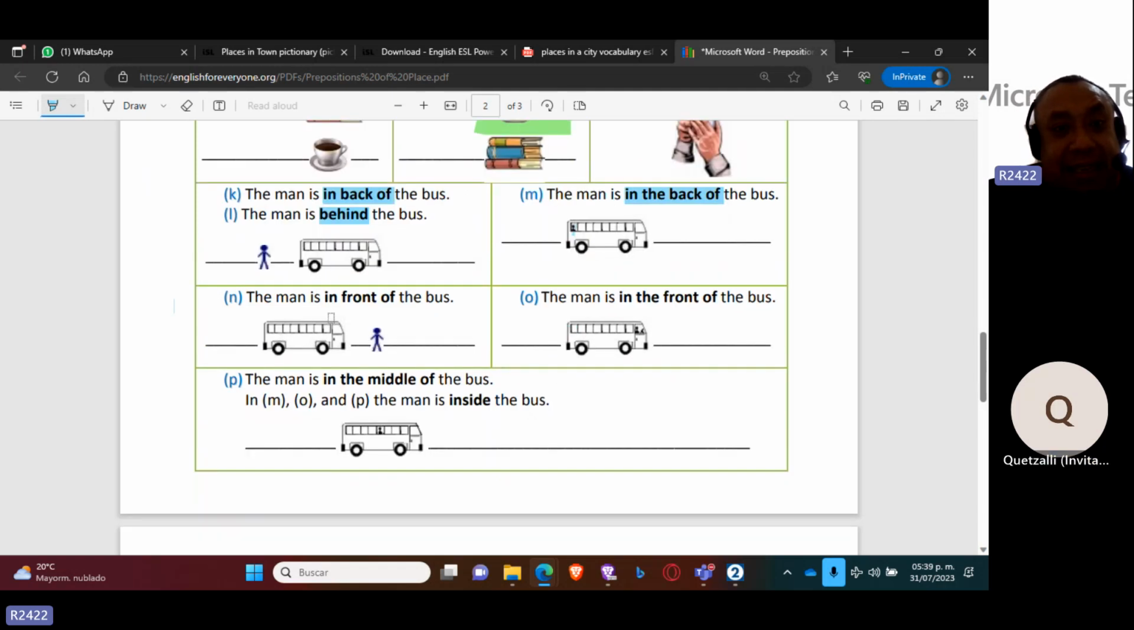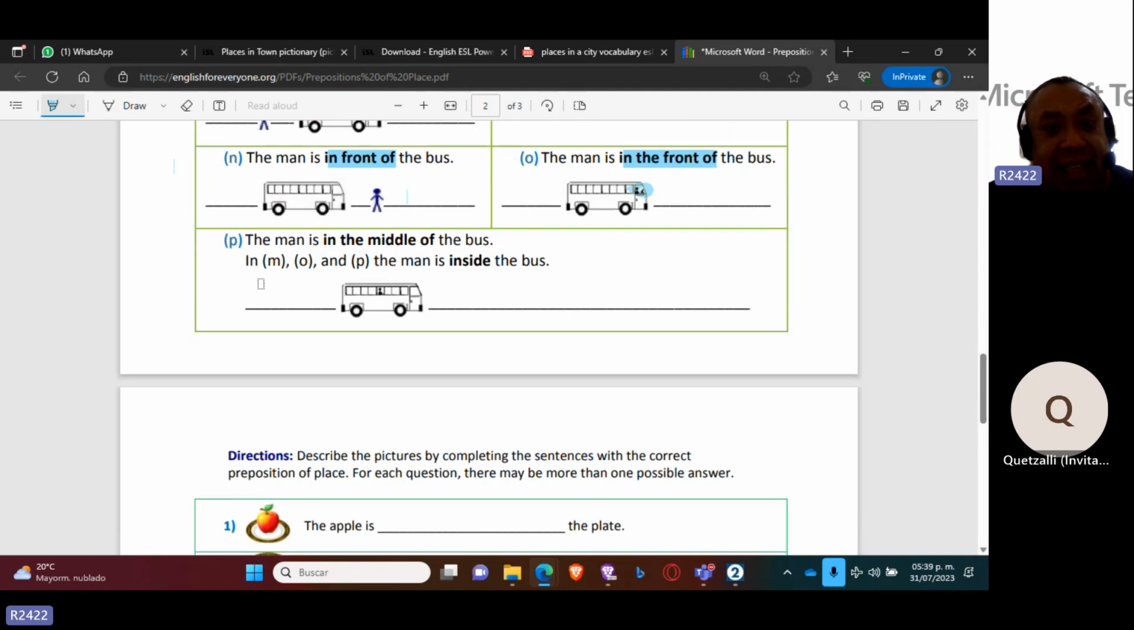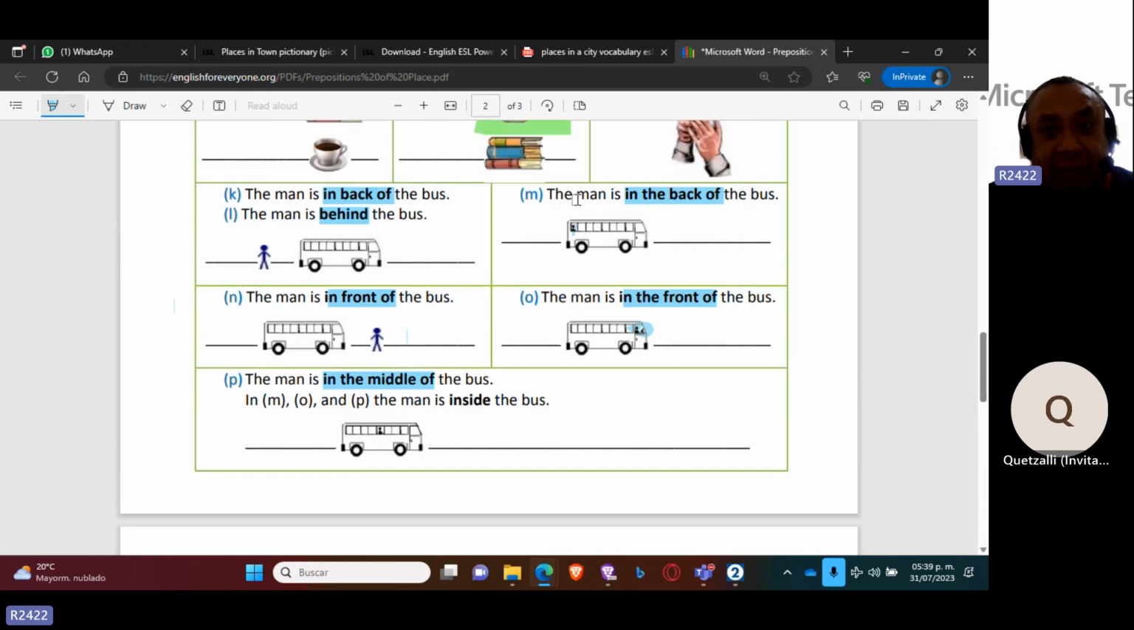Letter N. The man is in front of the bus. In front of the bus. And letter O. The man is in front of the bus. Exactly. In the front of the bus. Fíjate, igual aquí. Está adentro, pero está al frente, ¿ok? Letter P. The man is in the middle of the bus. Very good.